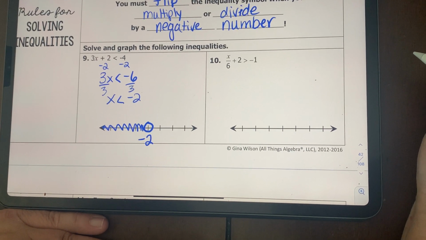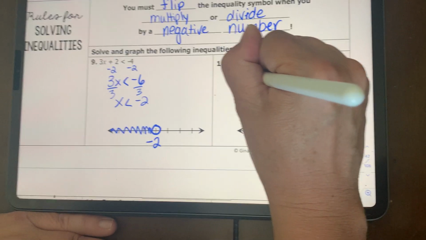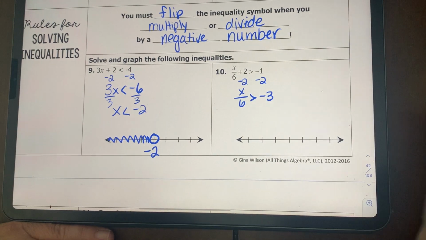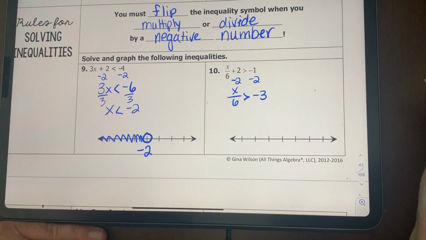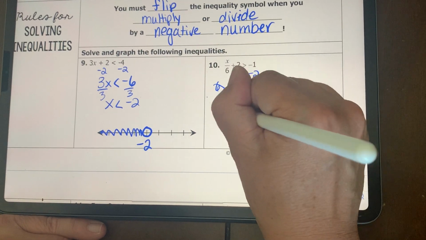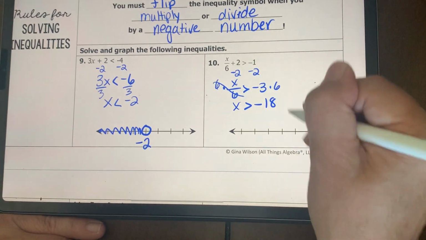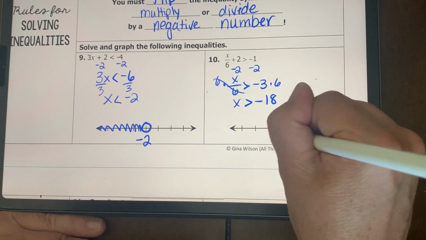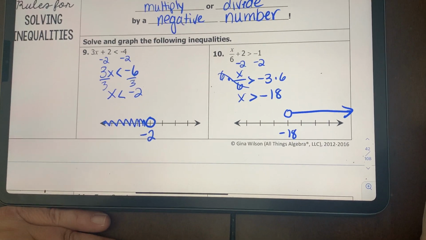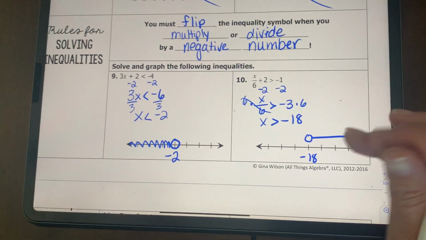Okay, so on the next one, you're going to subtract 2 from both sides. And then the opposite operation of dividing by 6 is to multiply both sides by 6. So x is greater than -18. So I'm just going to put -18 right here and just say it's greater than. I don't really need you to put a bunch of numbers there.